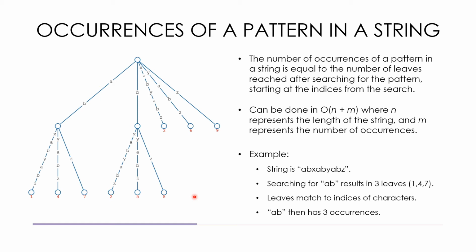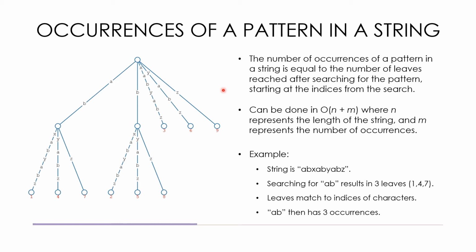Now, with these suffix trees, we can easily determine the number of occurrences of a pattern in a string. And so we see that the number of occurrences of a pattern in a string is equal to the number of leaves reached after searching for the pattern. And this can be done in O of n plus m, where n represents the length of the string and m represents the number of occurrences.